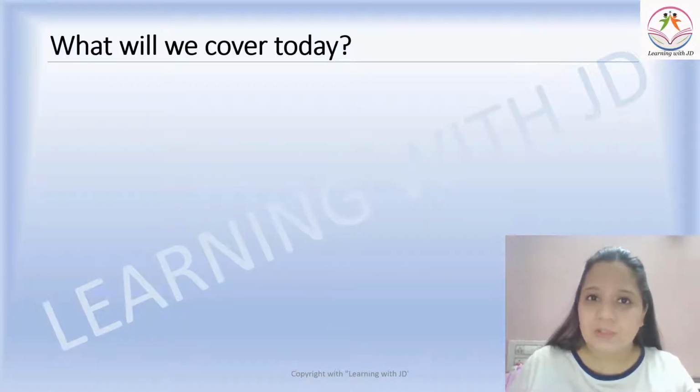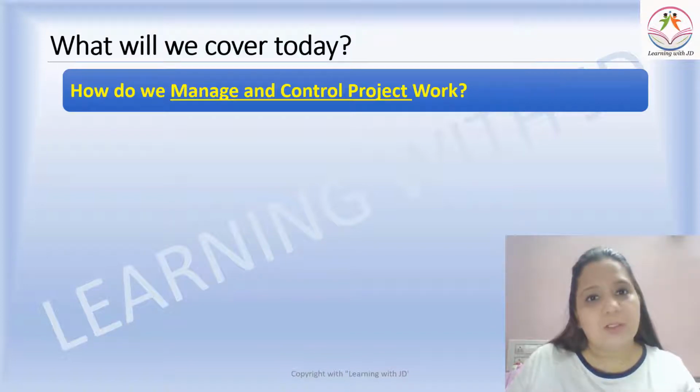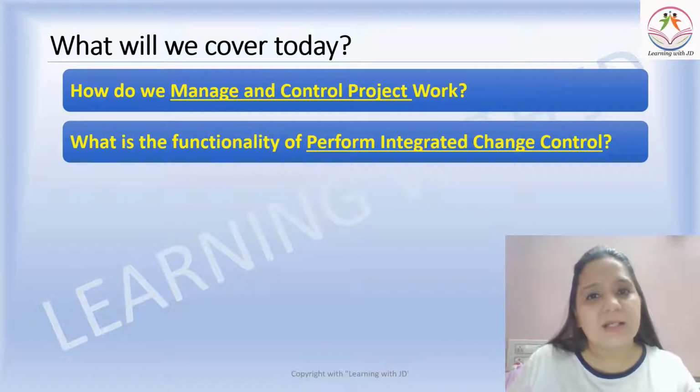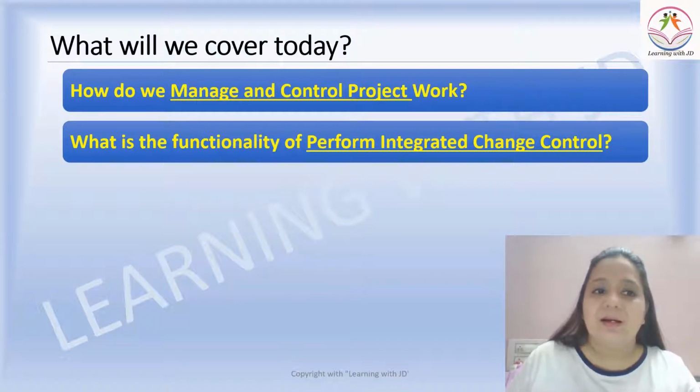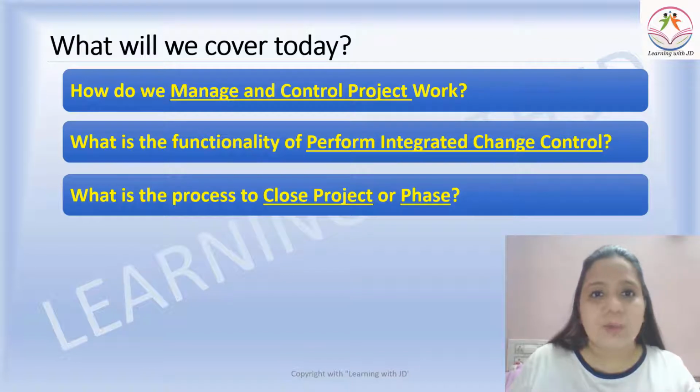So what are we going to cover in today's video? Today we are going to see how we manage and control the project work. So we've seen the initiating part, we've seen the planning, we've seen the executing in the last video. You can go back and check on my channel. And today we are going to check how we are going to manage and control the project. What is the functionality of Perform Integrated Change Control, which we often call PICC? It's an important aspect of a project. So we are going to see what is the functionality of it, and we are also going to see what is the process of closing a project or a phase.